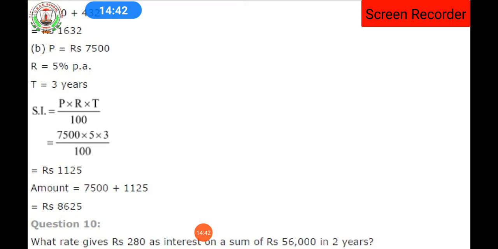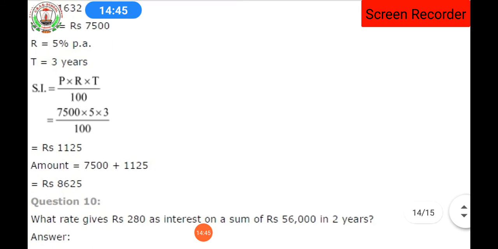Okay, this is the simple interest. After simple interest, what will we do? To find the amount, you will add it, isn't it? So amount is equal to SI plus principal. Principal is 7500, and we found the interest as 1125. So adding both, we will get the required answer as rupees 8625.